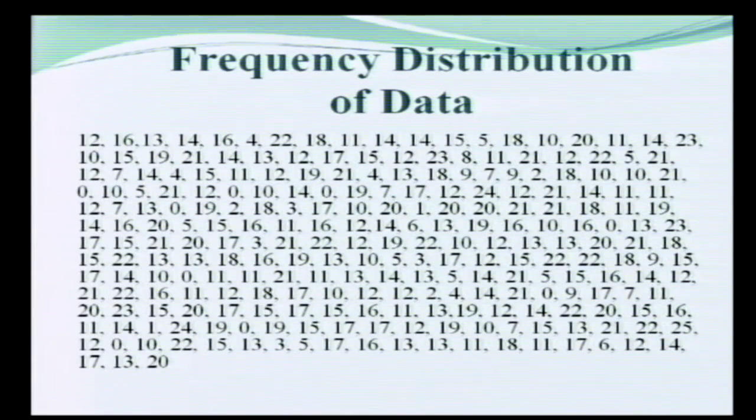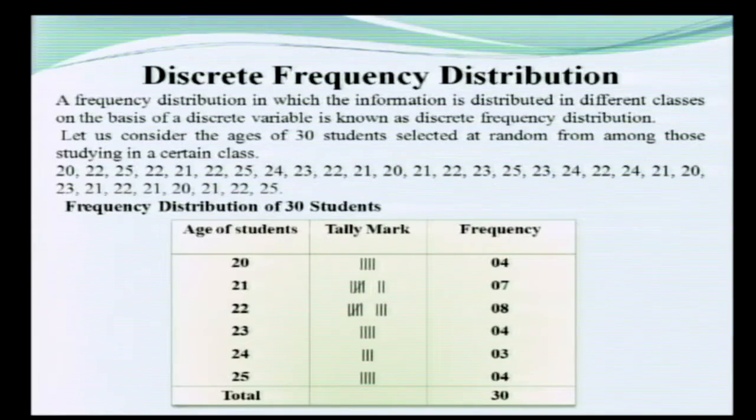This is the data that has been collected, and this is the raw form of the data. Now there is a need to compile this data, to arrange this data systematically. So then we can have a system that is frequency distribution. The frequency distribution in which the information is distributed in different classes on the basis of a discrete variable is known as a discrete frequency distribution.